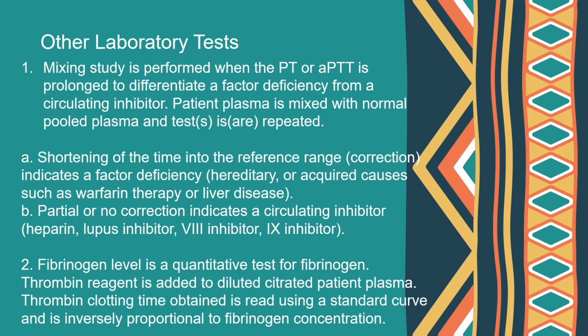So what are these inhibitors? It can be because of heparin, lupus inhibitor, factor 8 inhibitor, or factor 9 inhibitor. So, the fibrinogen level, that's another test, number 2. This is a way to measure the fibrinogen. What we use here is the thrombin reagent, which is added to the patient's plasma. So again, this is citrated, and the thrombin clotting time is obtained by reading against the standard curve, which is inversely proportional to the fibrinogen concentration.